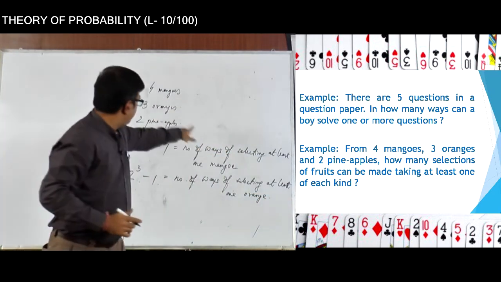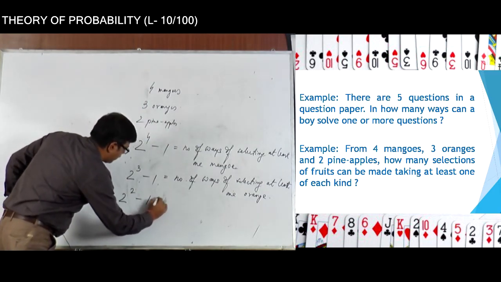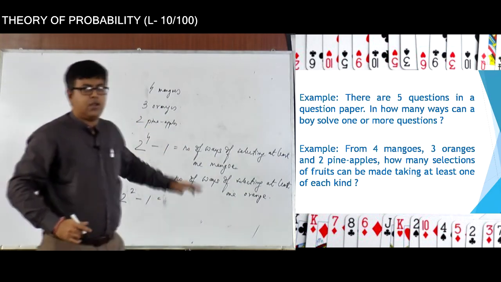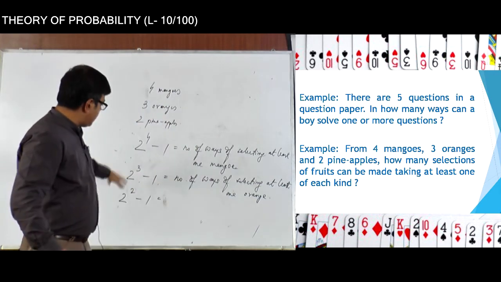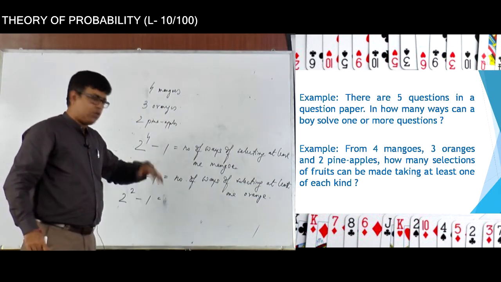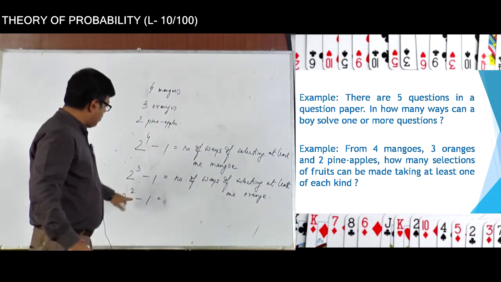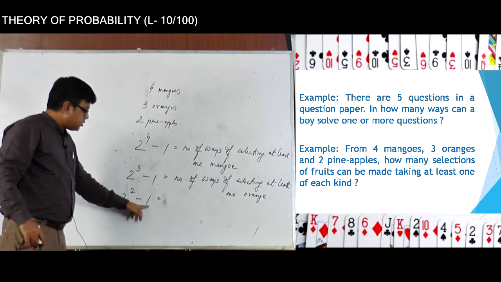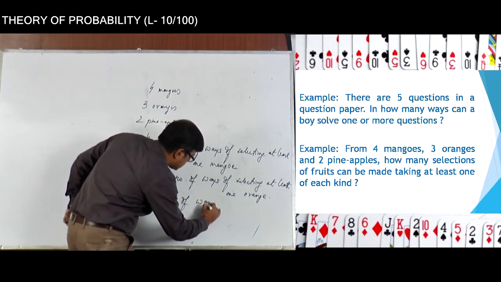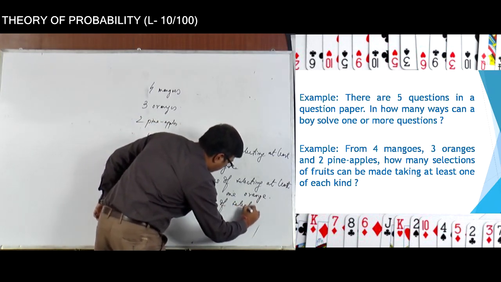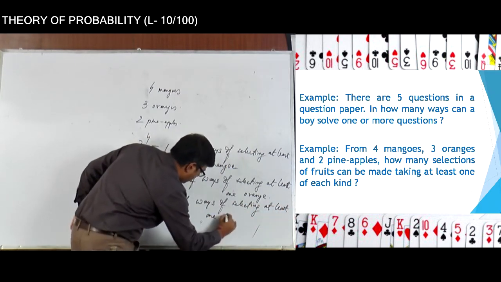And by the same logic, for the 2 pineapples we get 2 to the power 2 minus 1. Why? Because there are 2 pineapples, so you can select them in 2 to the power 2 ways, that is, either you select the first pineapple or you don't, and the same for the second. But there is only one way where you are not selecting any of the 2 pineapples, so that you have to subtract. So 2 to the power 2 minus 1 gives you the number of ways of selecting at least one pineapple.